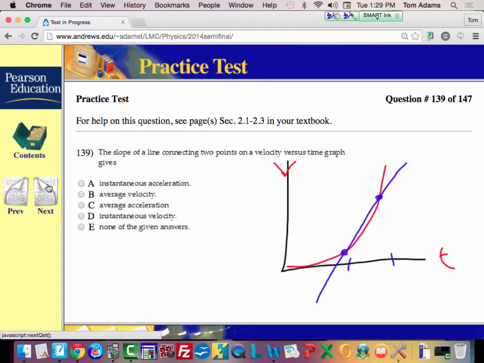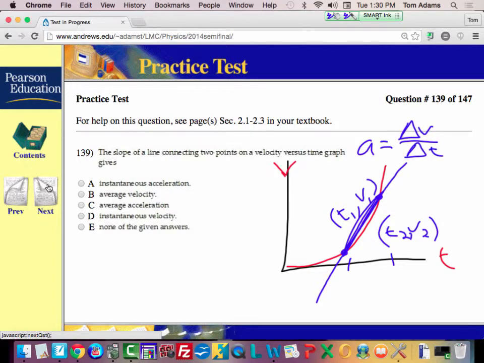But what is this giving me? Slope. A slope between 2 points. Is that the instantaneous acceleration or what? That's the instantaneous velocity. No, this is like t sub 1 comma v sub 1, and this is like t sub 2, v sub 2. And so to find the slope of this thing, which is my acceleration, I've got delta v over delta t, but it's not at a point.